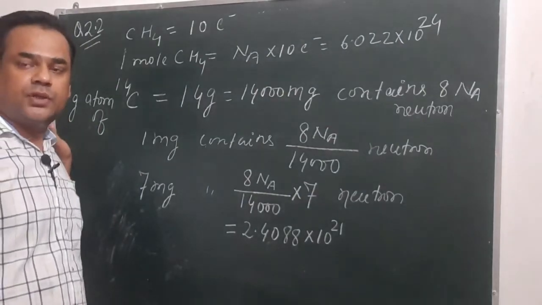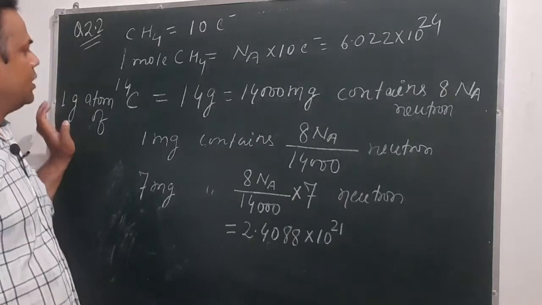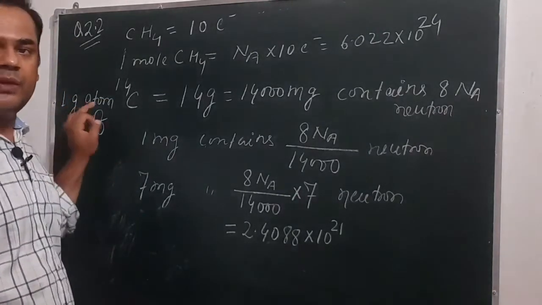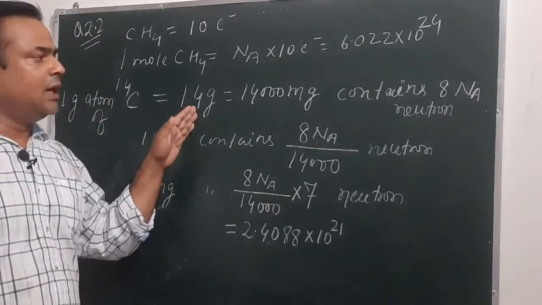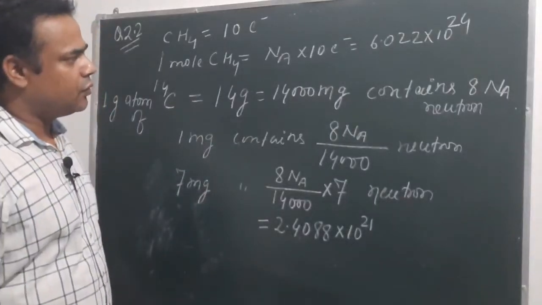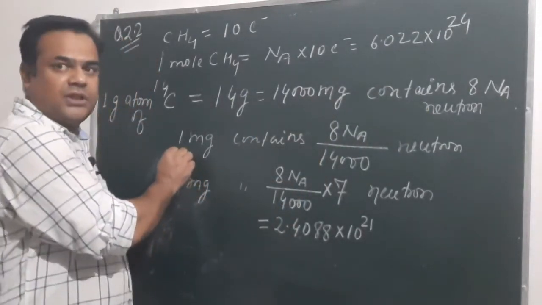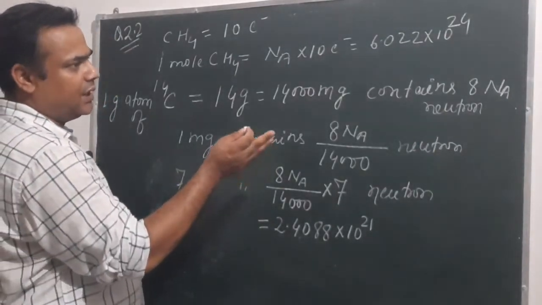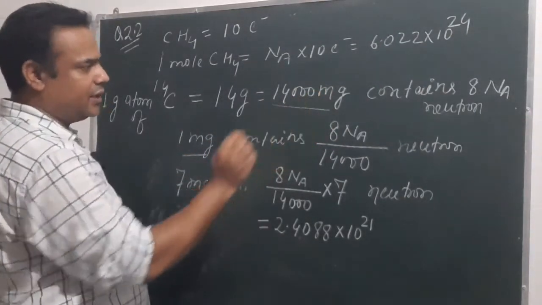In the next part of the question, we have to calculate the number of neutrons in 7 milligram 14C. For that, first we have to see the molar mass or gram atomic mass of 14C. Gram atomic mass of 14C is 14 gram. Means 14 gram equals 14,000 milligram. So 14,000 milligram contains 8 Na neutrons. So using the unitary method, we can calculate the number of neutrons in 1 milligram.